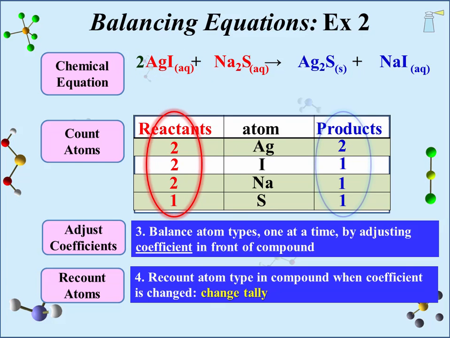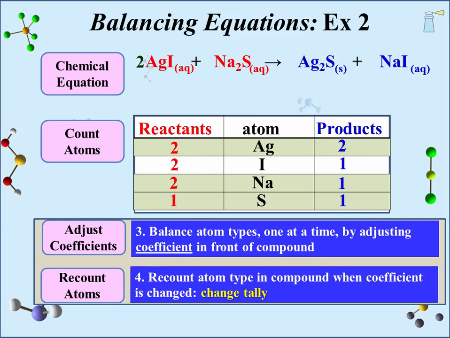In a comparison of tallies, we see that the equation is not balanced. By changing the coefficient to get the silvers to be balanced, we have taken the iodines out of balance. This is not a mistake. It is a natural part of the process. The only thing to do is to keep at it, and that means steps 3 and 4 need to be repeated for a different atom type.